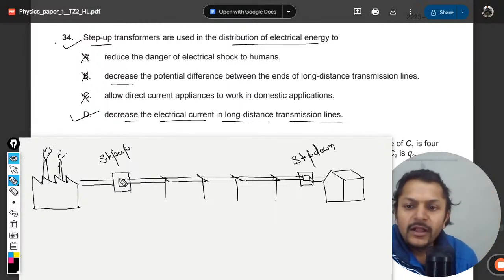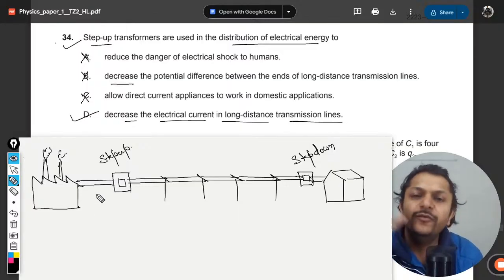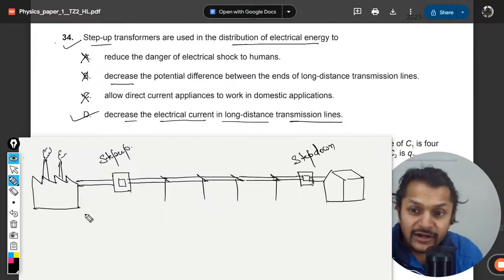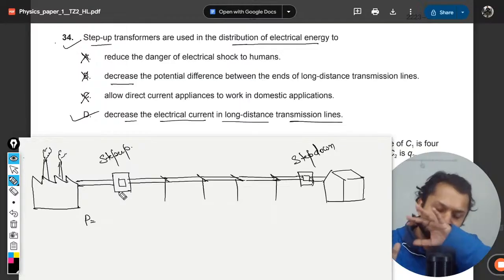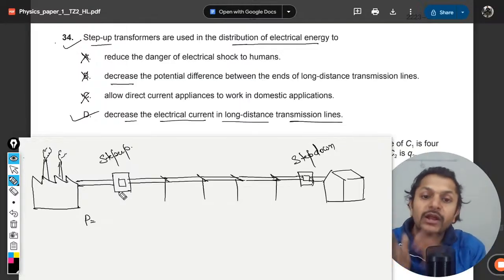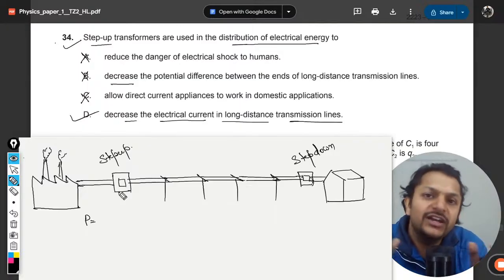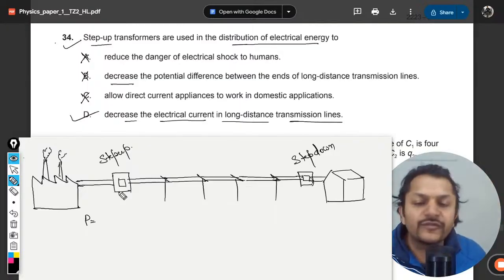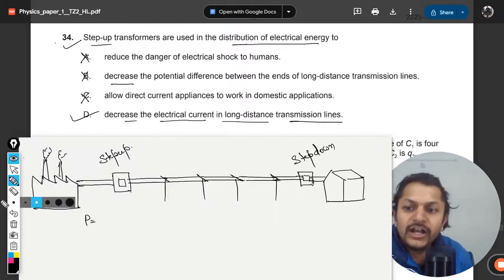Now what is happening? Why are we doing this? First of all, when the power is generated, the voltage is very low and the current is higher. Power P is transferred from the power plant to your house. So power P can be assumed to be constant if I assume 100% efficiency for the transformer and others, isn't it? So this power is to be transferred.